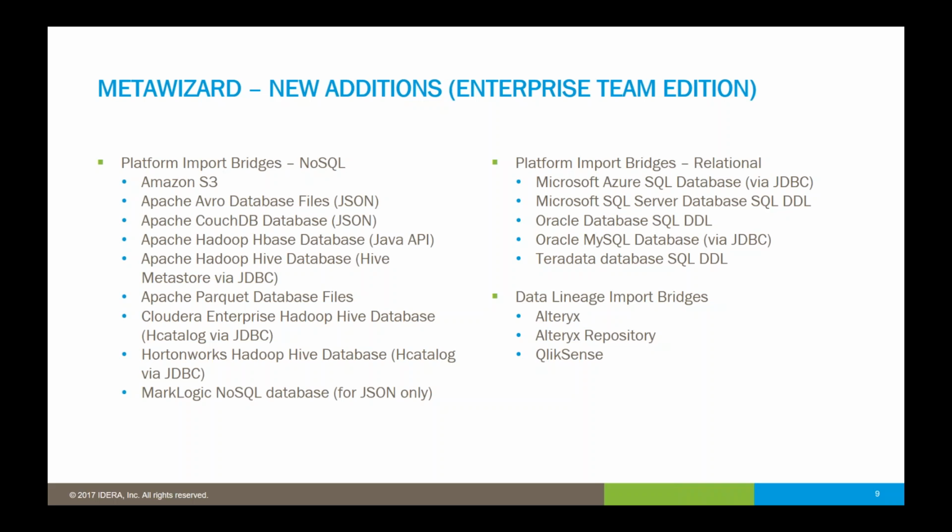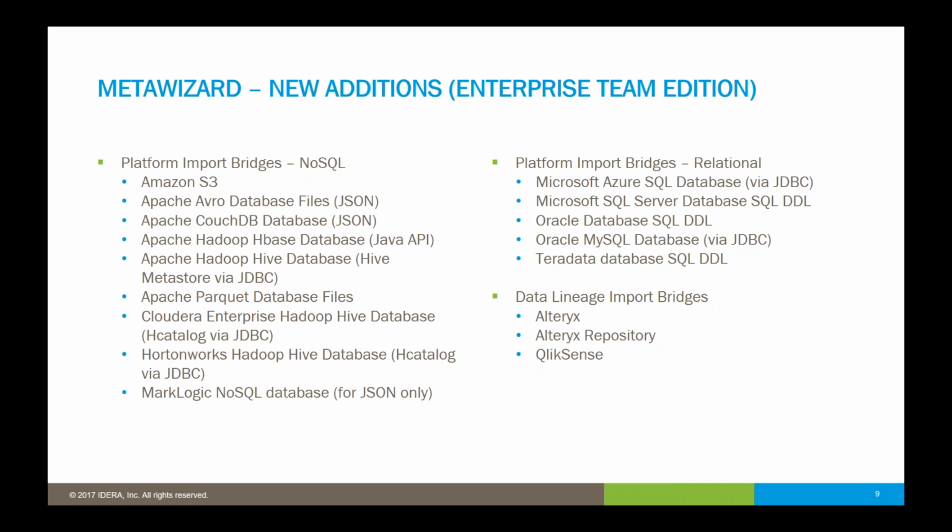Let's talk about the Meadow Wizard for a moment. The Meadow Wizard is a very capable set of capabilities. All in all, we have a number of bridges in Enterprise Team Edition. In fact, when we look at the total of the bridges, we actually have 98 different import bridges, 55 different export bridges, and 42 data lineage bridges. What you see on this slide are the changes for ER Studio 17.